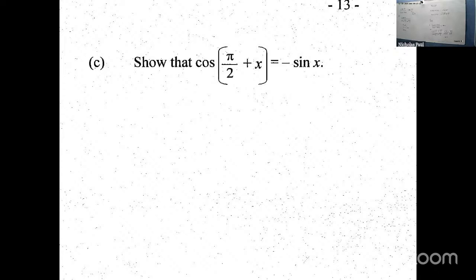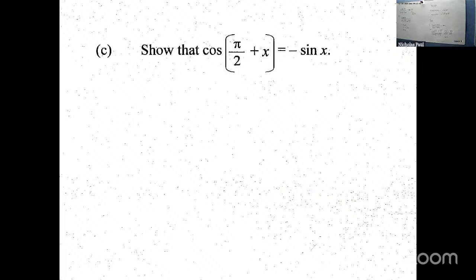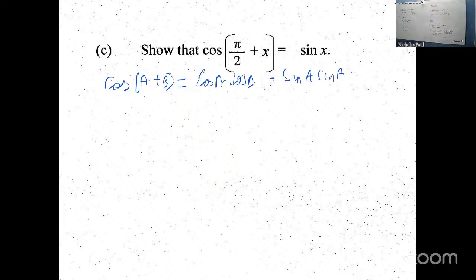Right, the part B and C there, right? You always see it. Right, so what's the rule we're going to use here, Daria? Tell me the rule they're going to use. Cos what? Right? Cos A plus B, which is cos A cos B minus sin A sin B. Right? So we know what A is. A is pi on 2 and B is x.